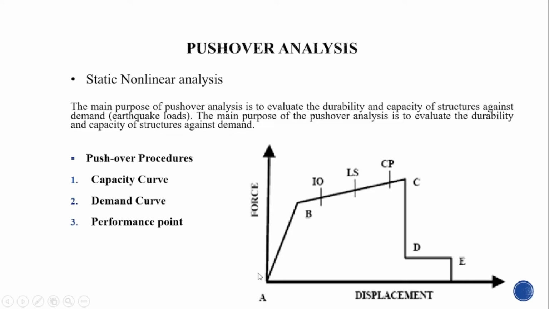When it reaches point C, that is the ultimate capacity or limit of the building. After point C comes point D, which is the strength limit of the structure. After this the structure starts collapsing, and after that we have point E, which is the total failure, where the hinge breakdown starts.